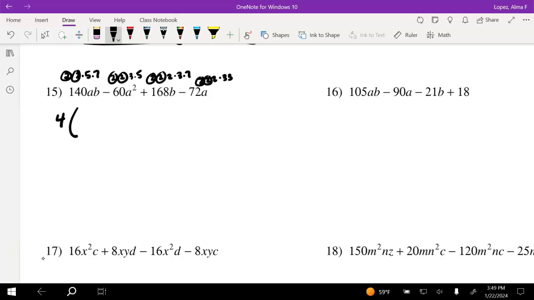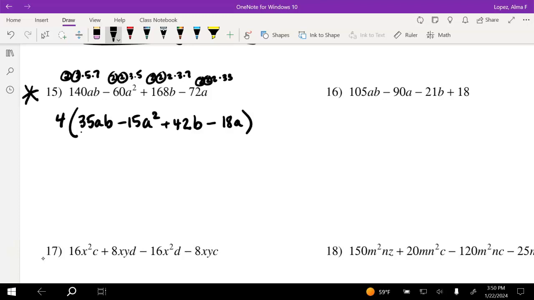When I factor the 4 out of the first term, it's going to leave behind a 35ab. When I factor a 4 out of the second term, it's going to leave behind a minus 15a squared. When I factor the 4 out of the third term, it's going to leave behind a 42b. And when I factor the 4 out of the last term, it's going to leave behind a negative 18a. And again, pause the video if you want to try it first. Now, that is our greatest common factor. And because it had a greatest common factor, I'm going to put a star out to the side.